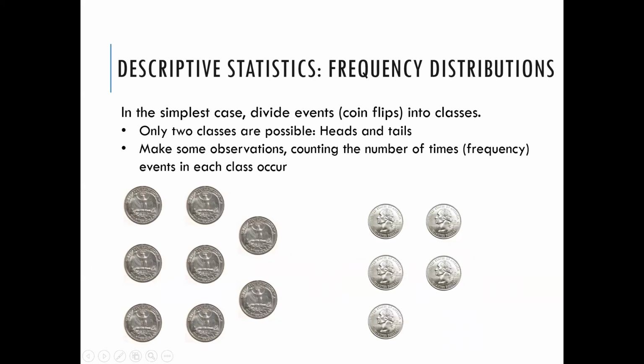So here on the left-hand side, we've lumped our coins with tails on one side, and then we've lumped our other coins that show heads on the other side. And then we count the frequency of events in each class. So here we have 8 coins that showed tails, and we had 5 coins that showed heads. So it's a very simple example of a frequency distribution. But what does a table and a histogram look like if we were to do something like this?